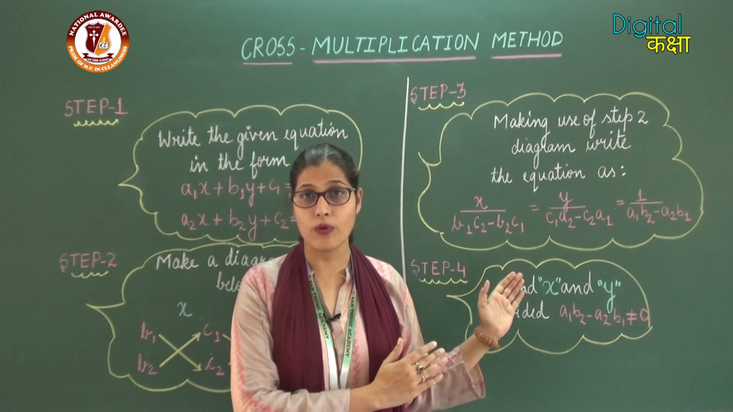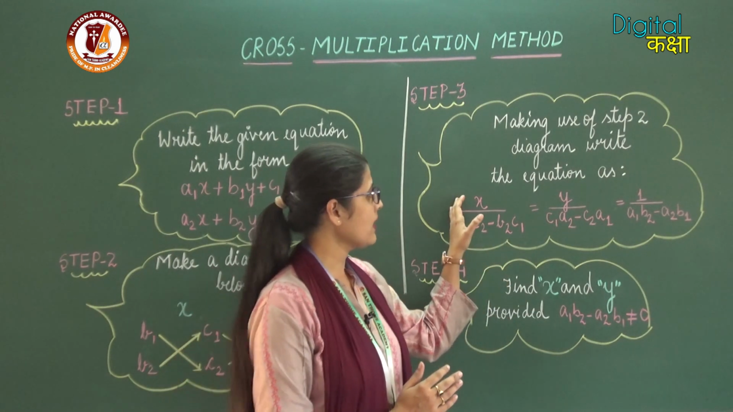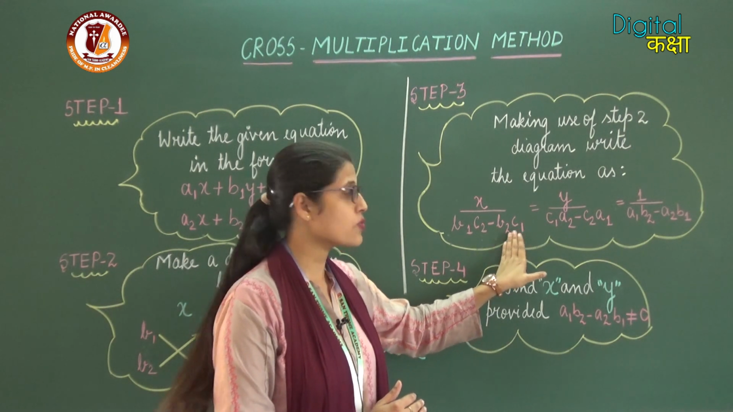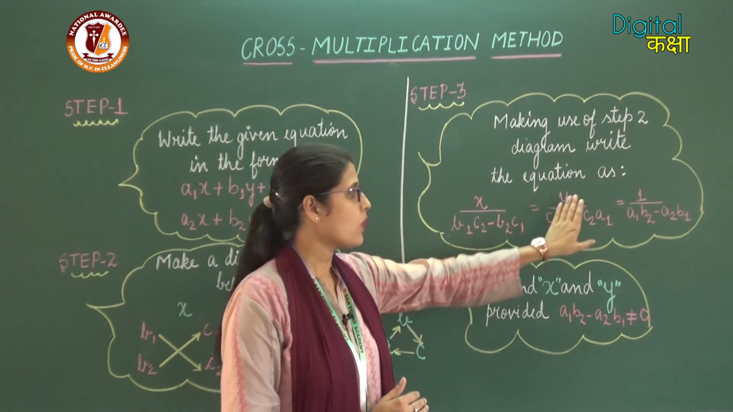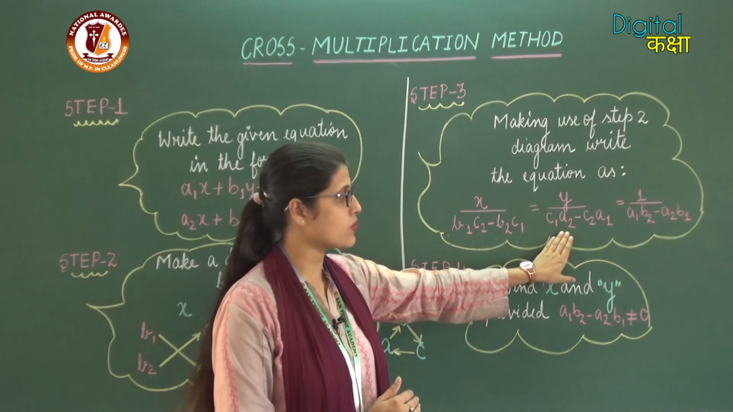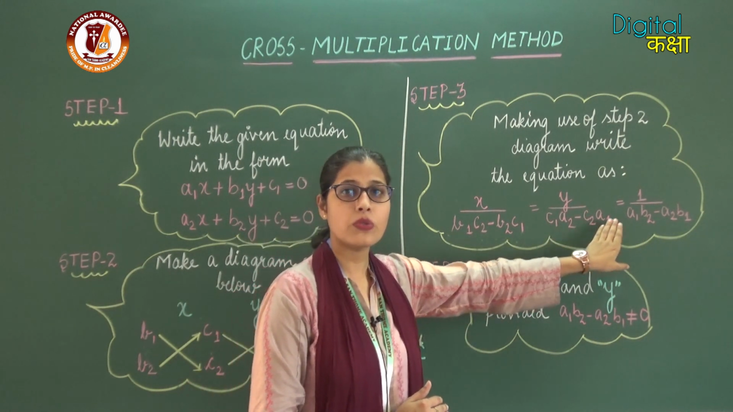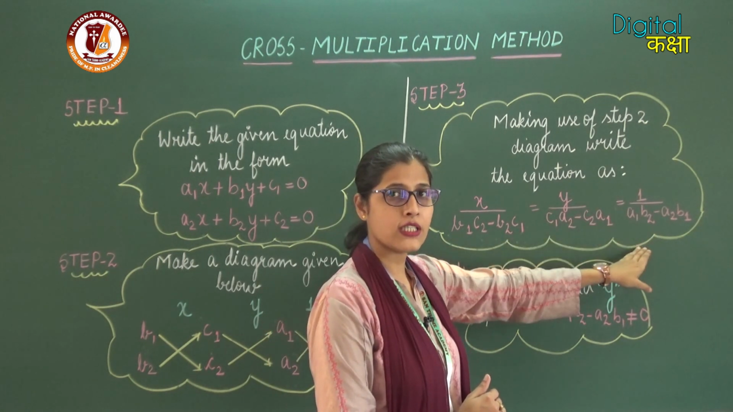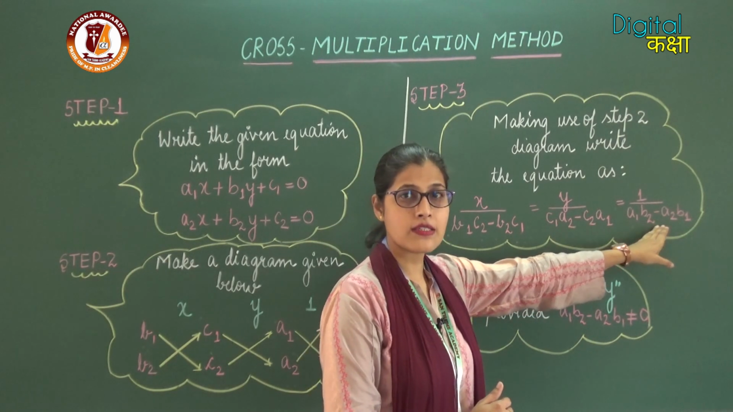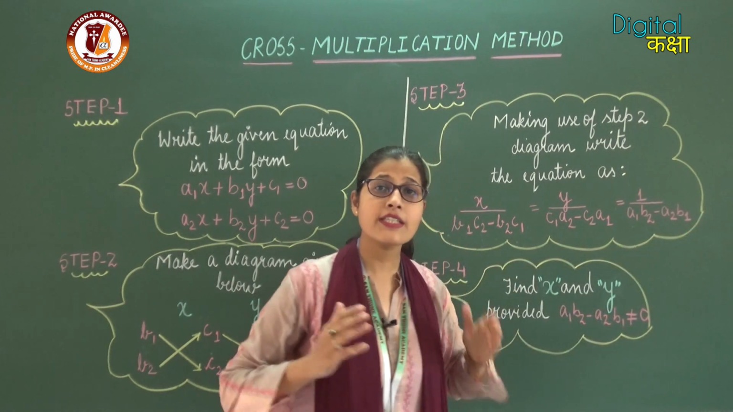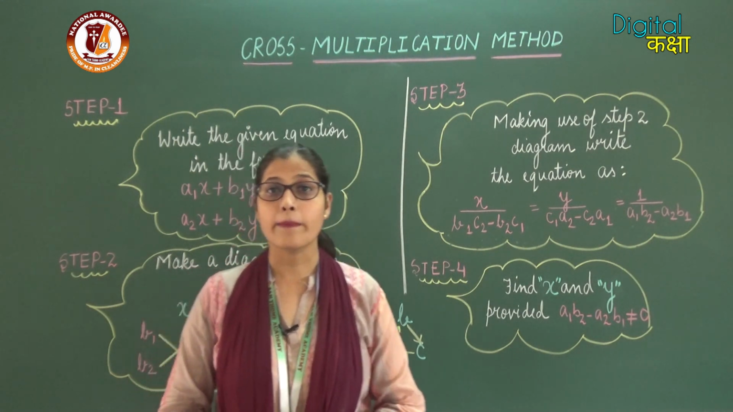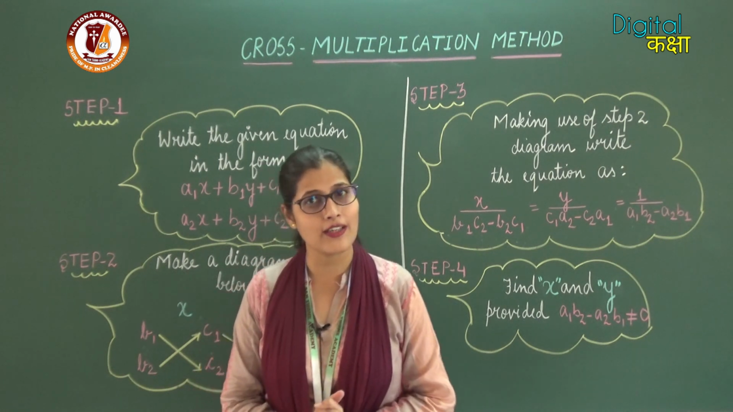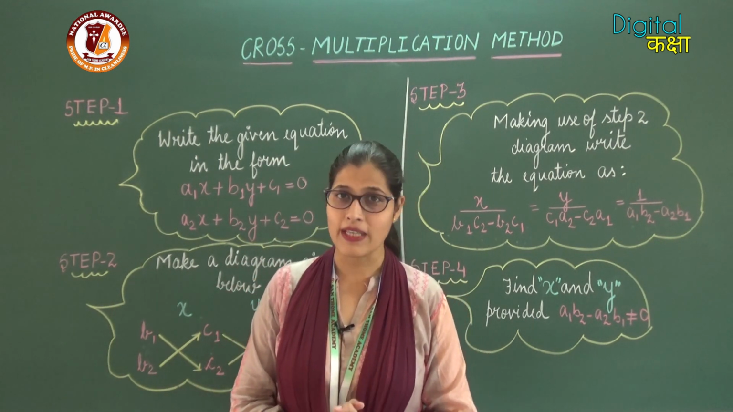So let us read the formula, which is x upon B1C2 minus B2C1 equals y upon C1A2 minus C2A1, which equals the constant 1 upon A1B2 minus A2B1. This is the formula for solving the pair of linear equations in two variables by using the cross multiplication method.